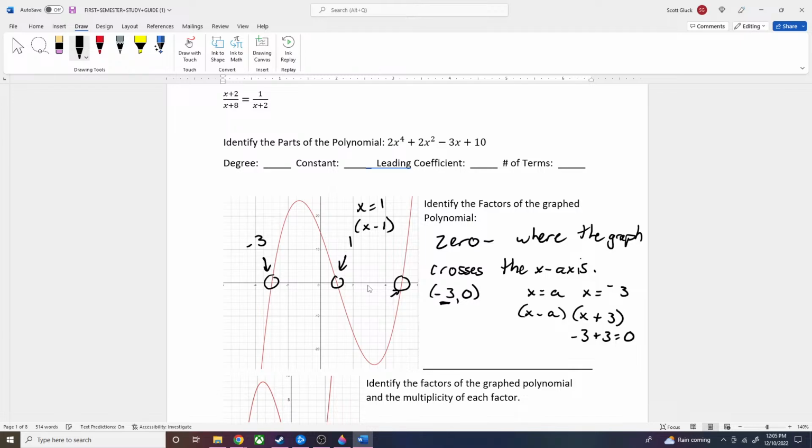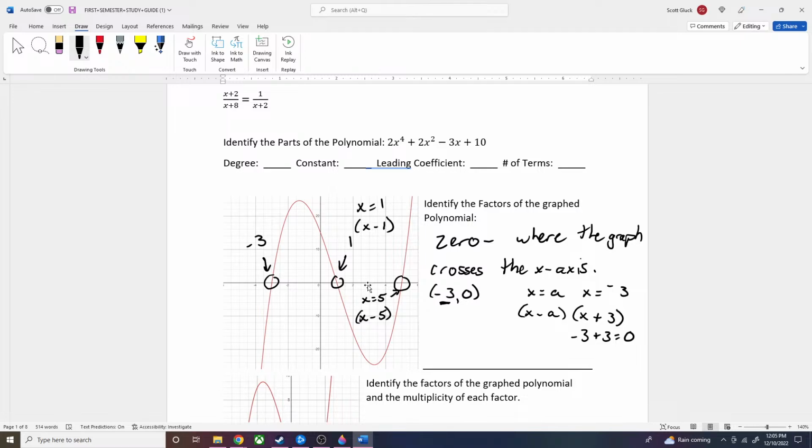And then over here, we have x equals 5, right? Because you notice 2, 4, over here is 6, so halfway between 4 and 6 is 5, okay? So therefore, x minus 5 is the corresponding factor, okay? So you have 3 zeros, and you have its corresponding factors. That's it. You're done. You have successfully identified the factors of that polynomial, okay?